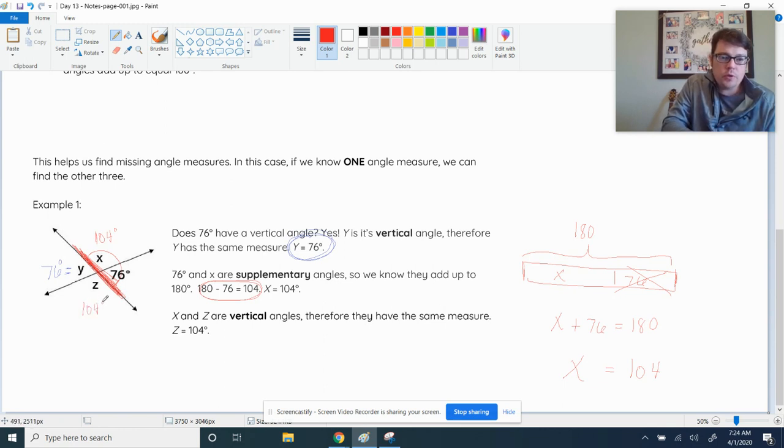So you're going to use little tricks and tips like this on the questions on the Schoology today. Should be easy. You're looking for vertical, you're looking for supplementary, so you're looking to add up to 180. You're looking to be equivalent to one that's on the other side that's opposite. And if you do those two things, you should have no trouble with the questions that you have on today's lesson. So good luck, guys.